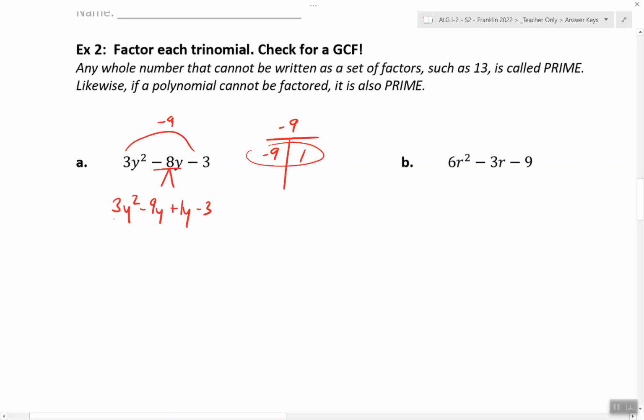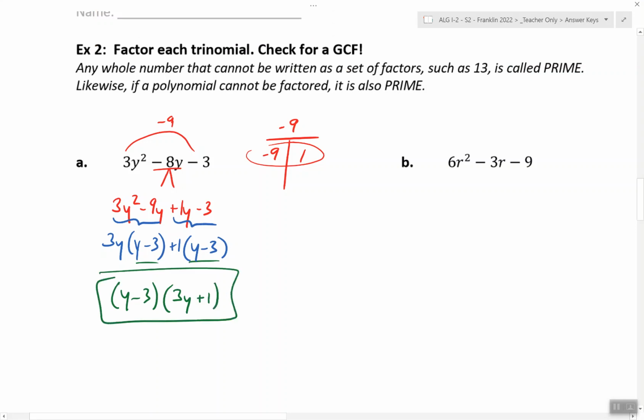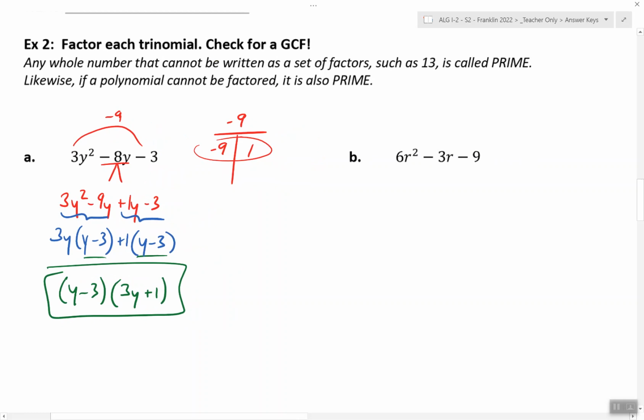Now we can factor by grouping. We'll take out a 3y. So what's left over here is y minus 3. In the next set, we can just take out a 1, and that does leave us with y minus 3. So the answer here, first factor is y minus 3, and the next one is 3y plus 1. So split the middle term, factor by grouping.